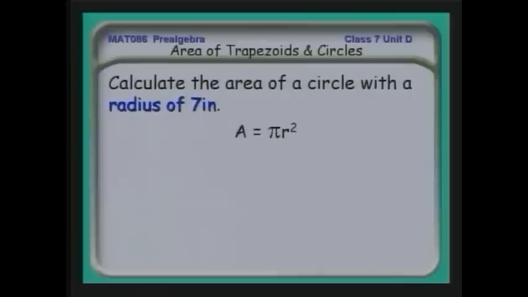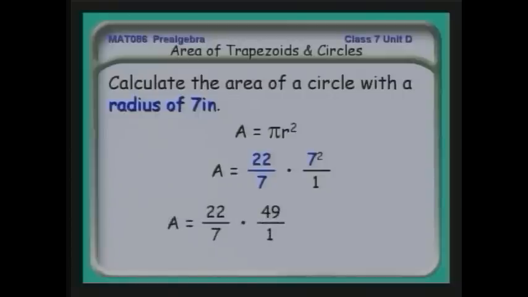The area is pi r squared, and so pi is 22/7, or actually very close to it. R squared is 7 squared. We have 22/7 times 49 over 1, and I see that there is a common factor of 7 there. 7 times 7 is 49. Therefore, the area of that circle is 154 square inches.